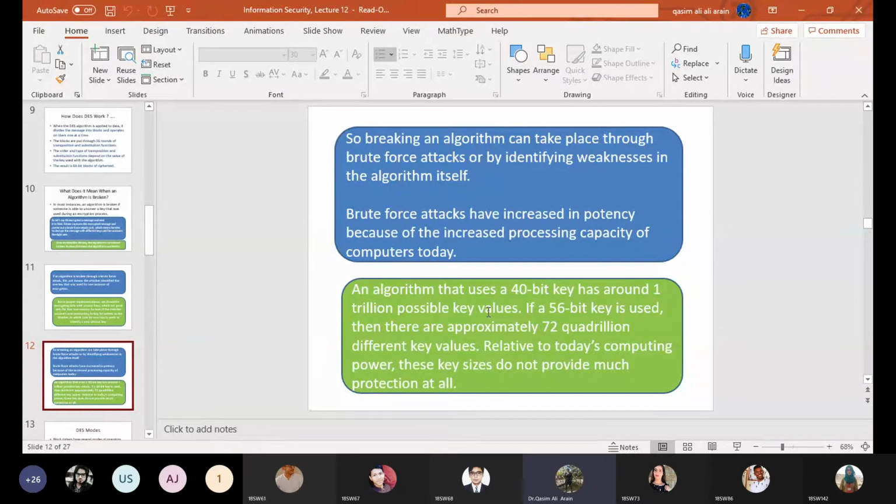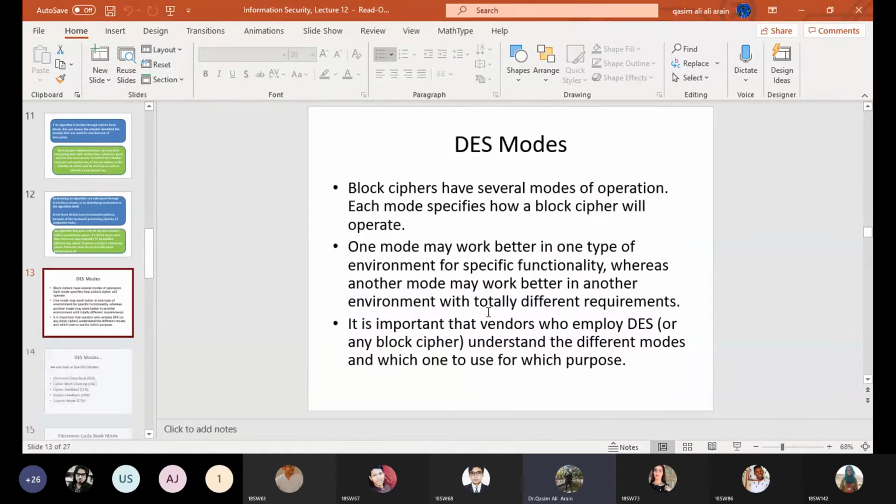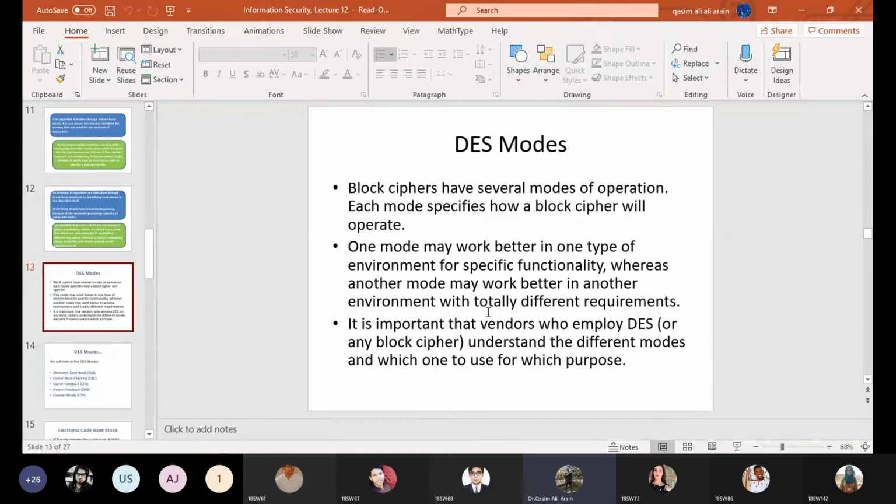For symmetric की बात कर रहा हूँ मैं, ठीक है? For symmetric key algorithms, your key length must be more than 100, and I have given you the example in our previous lectures, right? So now we need to understand DES modes. ये तो हमने DES के बारे में पढ़ा कि हम उसको कैसे ब्रेक कर सकते हैं, DES की क्या क्वालिटीज हैं and all these things.